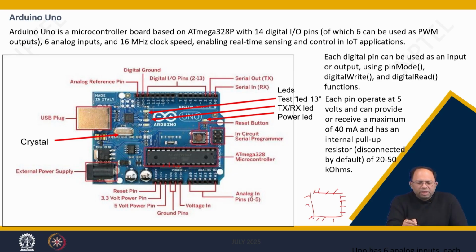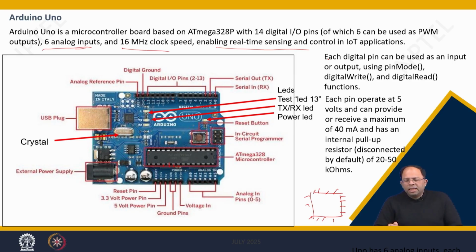These are all different pins. You can see the numbers given for each of the pins, pin number 1 to 13. Then there is the digital ground. So together it is 14 pins, right? Out of these, 6 pins can be used as PWM outputs. And then 6 analog inputs are also there. Inputs could be analog, right? So 6 analog inputs are there. And then there is a 16 megahertz clock speed oscillator. We will show that in the next slide. And this enables real-time sensing and control in IoT applications, right?